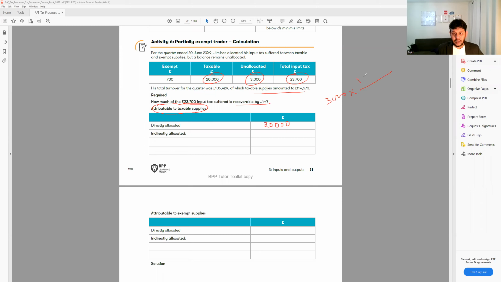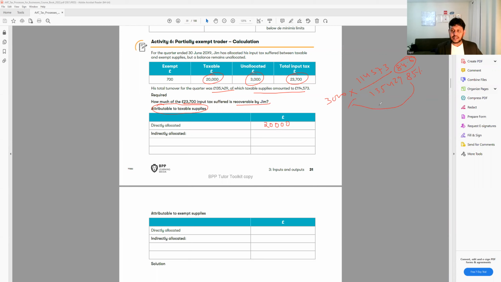That is 114,573. And on the bottom will be total supplies. That is 135,429. Now, if you do that, for example, 114,537, and if you divide by 135,429, you will see it comes to 84.6%. But if you remember, the question said round up to the nearest percent, so you have to make it 85%.